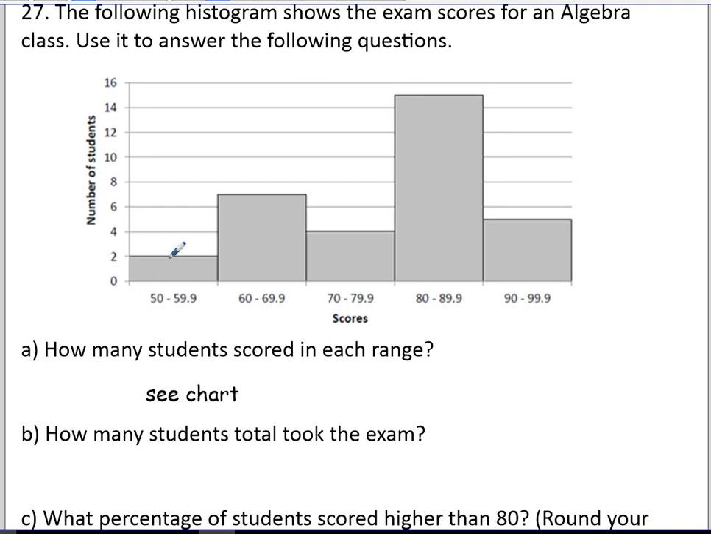So in the 50s, we're up at 2. The 60s are between 6 and 8, so that would be 7. The 70s, we have 4. The 80s, we're up here at 15. And the 90s, we're at 5. So there's all the students that scored in each range.